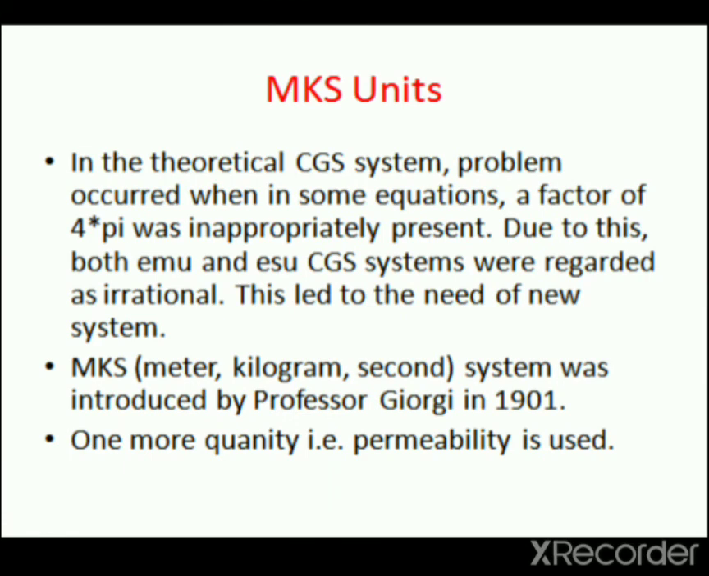Next is MKS units. In the theoretical CGS system, there occurred a problem when in some equations a factor of 4 pi was inappropriately present. Due to this, both EMU and ESU CGS systems were regarded as irrational. This led to the need of a new system, that is the MKS system, which was introduced by Professor Giorgi in 1901.